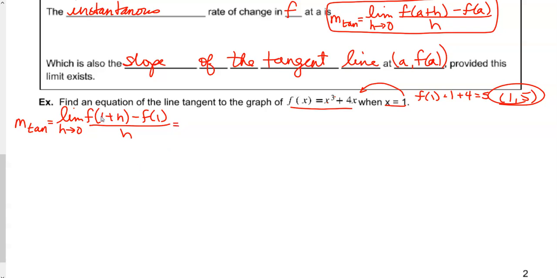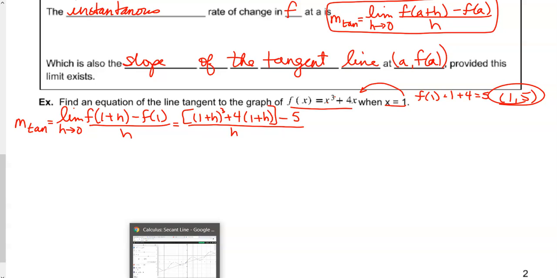All right, so I'm going to take this 1 plus h and throw it into my function wherever I see an x. So just this piece is 1 plus h cubed plus 4 times 1 plus h. Now that is just f of 1 plus h, so make sure you do it correctly. Minus, what is f of 1? Well, it's nice that we just did that over here, so I know that that value is 5. You could do it again if you wanted to, but no need to. We'll steal it from there.